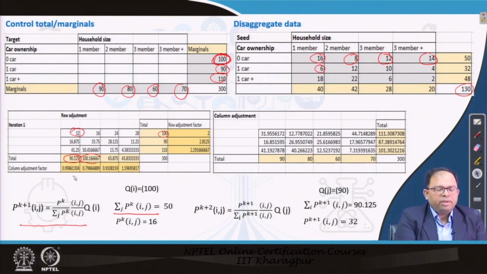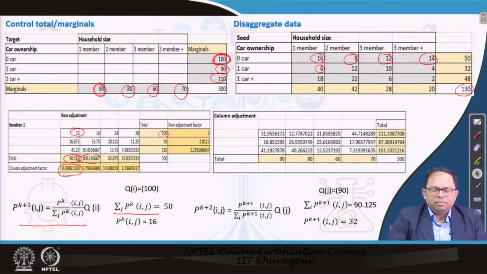That means, over here we determine the column adjustment factors. In the same way, we determine that qj is 90, for example, for the first column it is 90, and then we sum it up for ij after the first iteration, k plus 1, we sum it up for each i, and then we find that this value is 90.125.